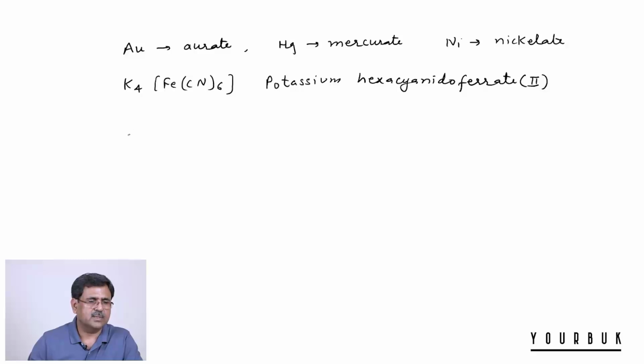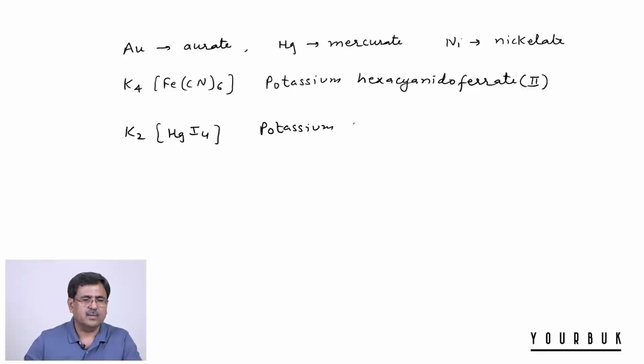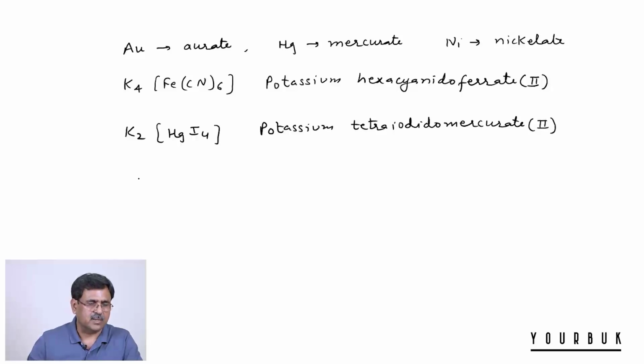Now the next example is this. This is Nessler's reagent, used in the detection of ammonium ion in salt analysis. It's named as potassium tetraiodidomercurate, followed by its oxidation state II.